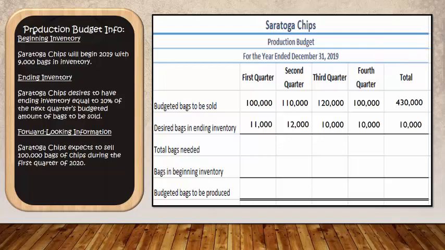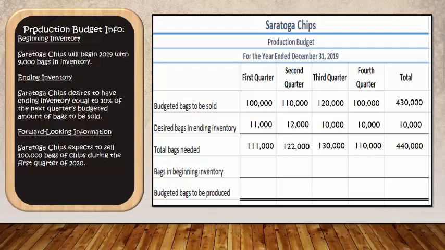For our total bags needed row, we add together the budgeted bags to be sold during the period plus the amount that we want to have in ending inventory. So for the first quarter, our total bags needed is 100,000 plus 11,000, or 111,000 bags needed. For the second quarter, we add together our 110,000 budgeted bags to be sold plus the 12,000 that we desire to have in ending inventory, and we come up with 122,000. We repeat this process for the third and fourth quarters. At the end of the period, we realize that we have 440,000 total bags that are going to be needed, just the 430,000 budgeted bags to be sold, plus the 10,000 desired bags in ending inventory.